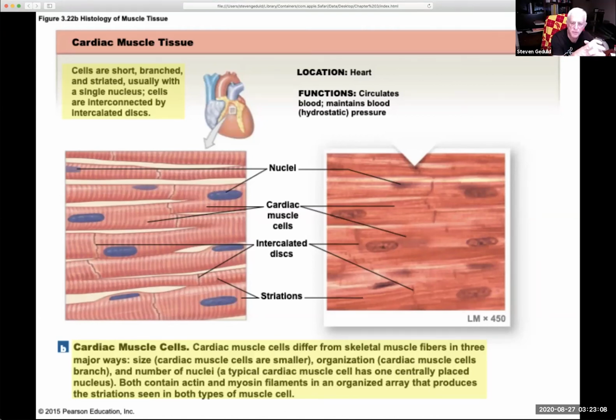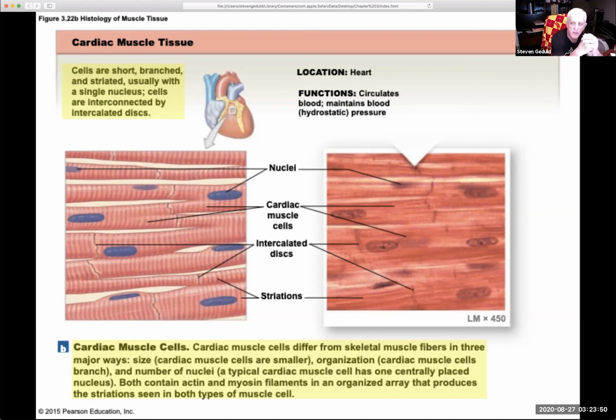Cardiac muscle cells differ from skeletal muscle fibers in three major ways. Cardiac muscle cells are smaller. Cardiac muscle cells branch. And a typical cardiac muscle cell has one centrally placed nucleus. Both cardiac and skeletal muscles contain actin and myosin filaments that allow the contractions, and both have striations. So you see striations in both. Cardiac ones are a little bit smaller, but the big key is intercalated discs. If you see intercalated discs, always either write down or circle cardiac muscle.